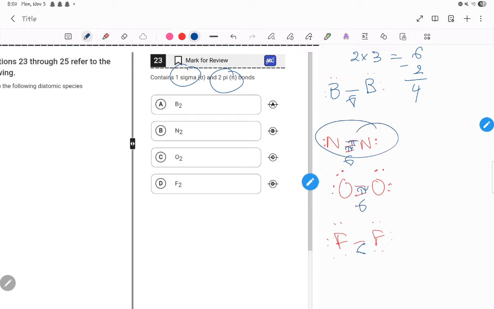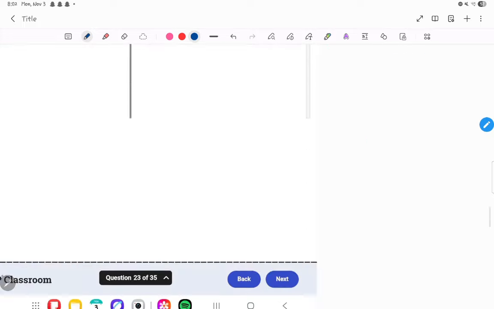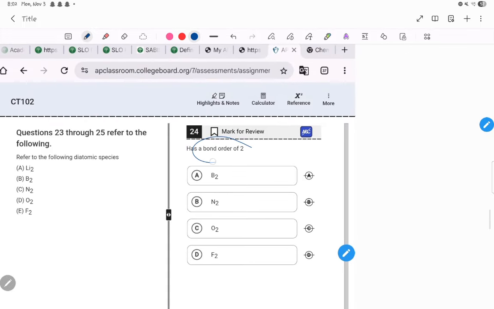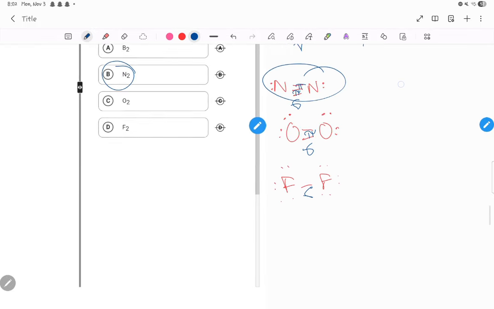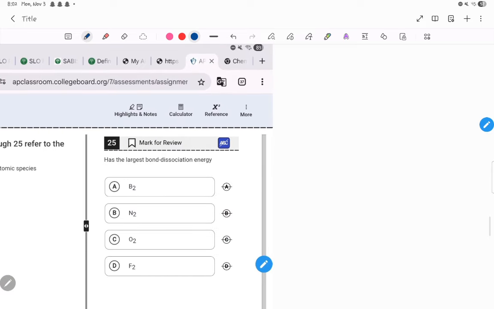The next one, they said which one has a bond order of 2. It means which one has 2 bonds. It's definitely going to be O2. Now, the last question, which has the largest bond dissociation energy? Largest bond dissociation energy needs to have what? The highest bond order, meaning the most number of bonds. Which of them has the highest bond order? N2, because it has 3 bonds.